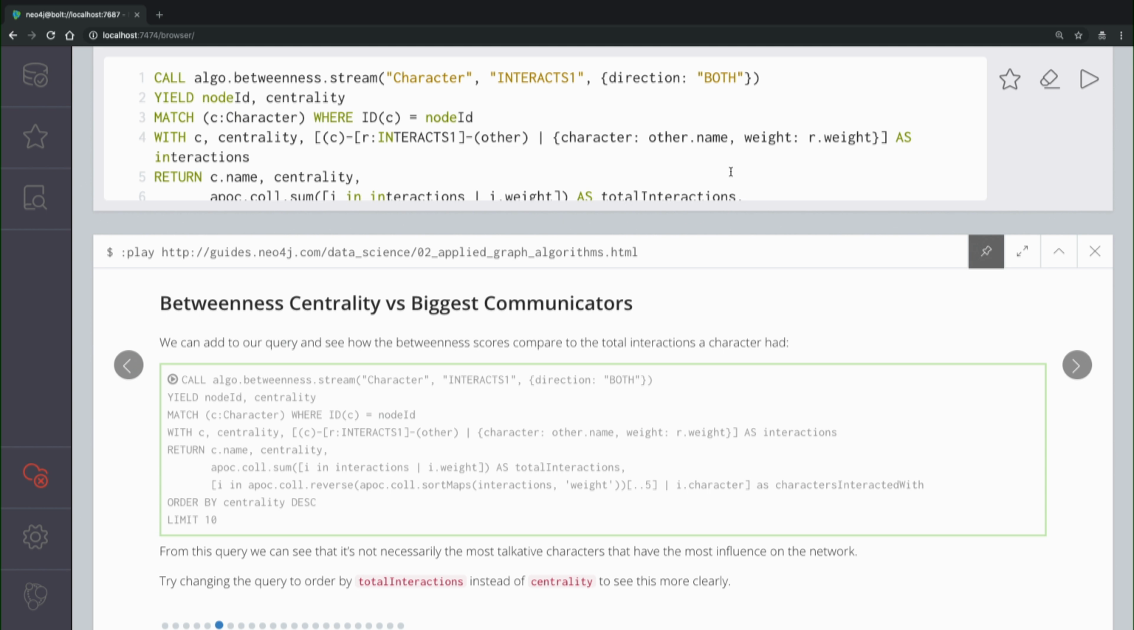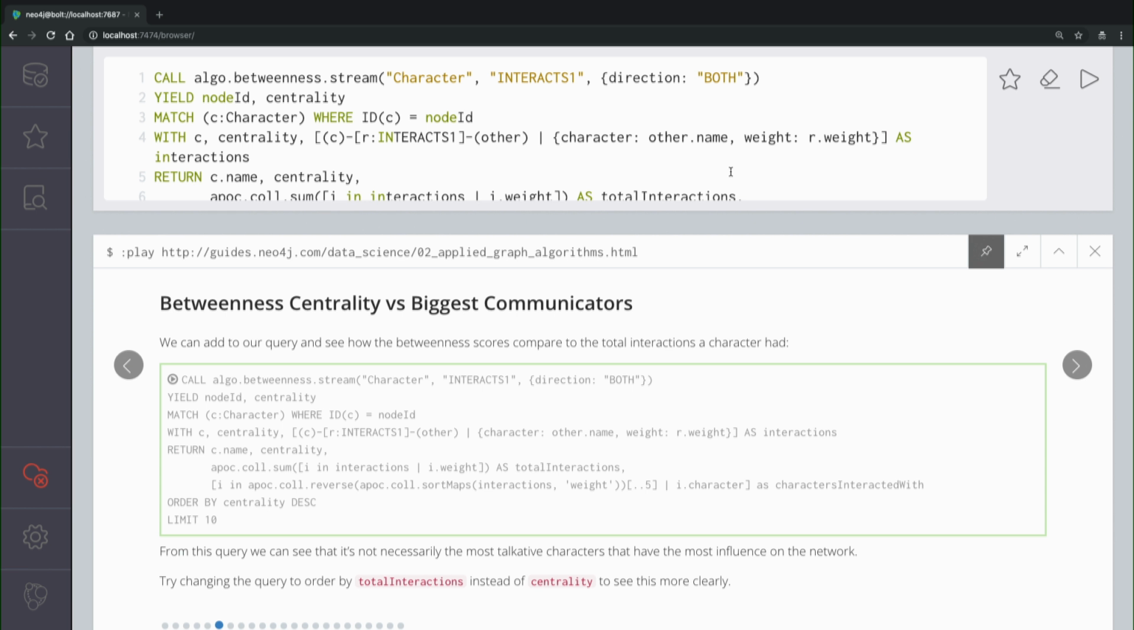So we're going to call that algorithm package, algo.betweenness. So that's our betweenness algorithm. We're going to stream the results back. We're not writing anything to the graph. Remember I said you could either return the results as a stream or write results to the graph and return that later. We're going to do this as a stream.